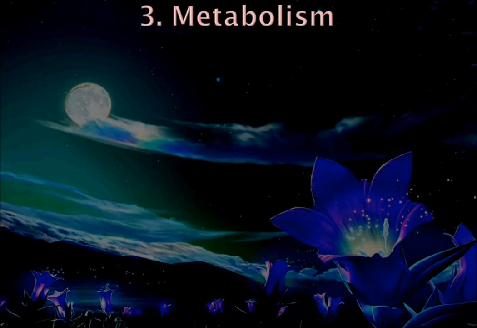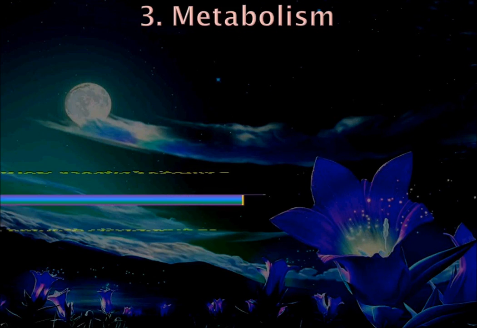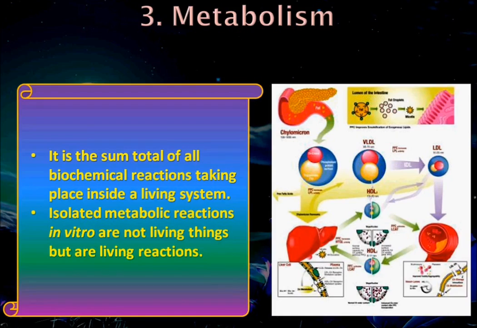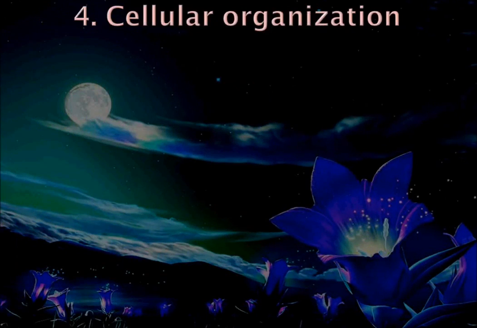Now coming on to third very important characteristic shown by living organism, that is metabolism. So now let us understand the definition of metabolism. It is the sum total of all the chemical reactions that are going inside the living organism. So here you can see in the diagram that a lot of reactions are going inside our body.